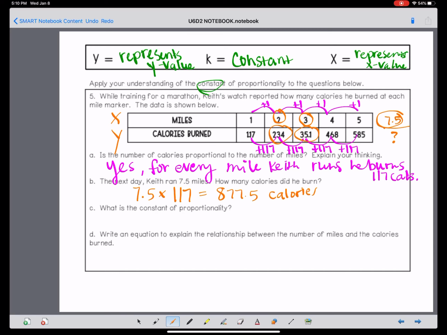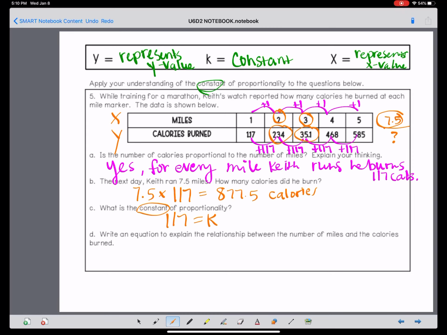So what is the constant of proportionality? That just means what's the constant that we're given. And we find out that Keith is burning 117 calories each time. So 117 is equal to K, our constant.